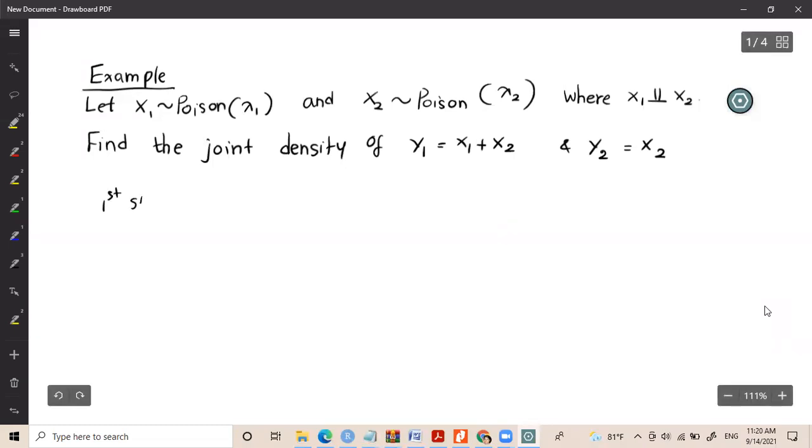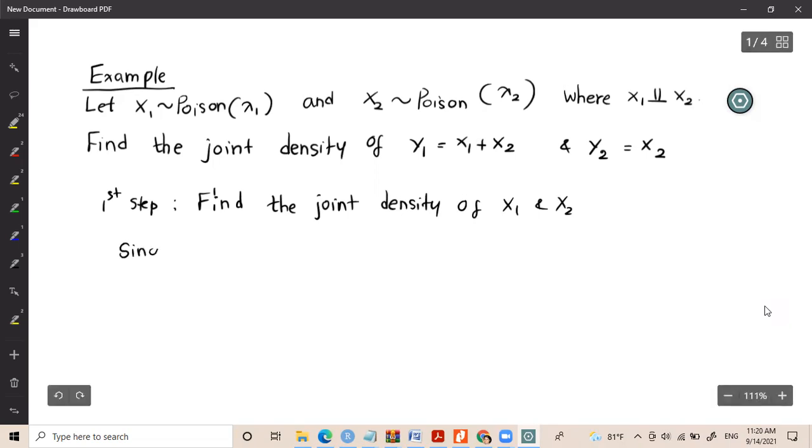First step is to find the joint density of x1 and x2. If it is given, you can use it, but in this case, it is not given. To find the joint density of original x1 and x2, that is the first thing you have to do because it is not given.